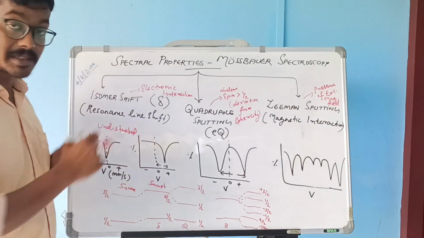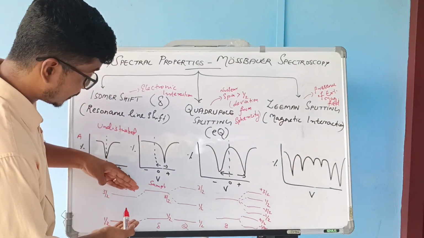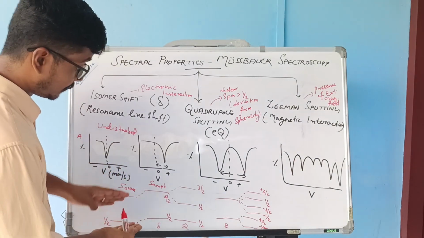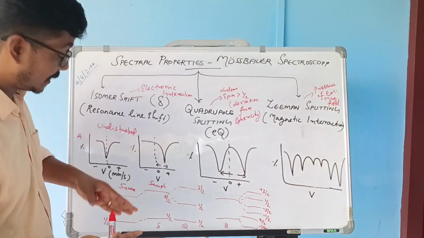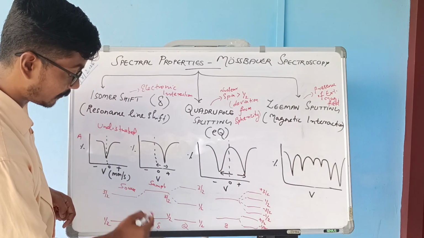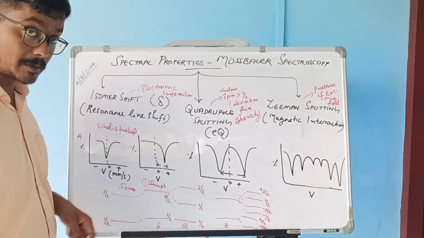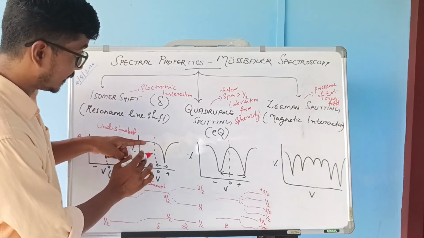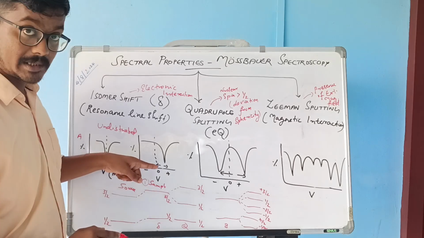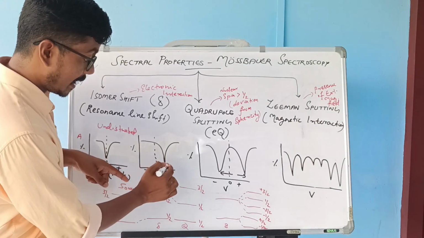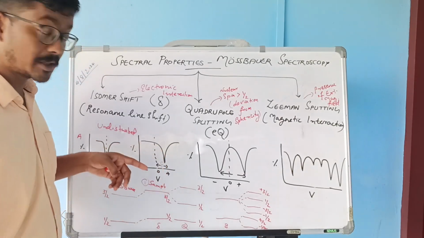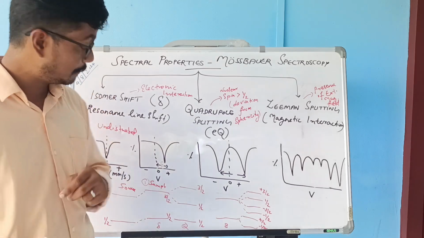If there is isomer shift, that means the energy level difference occurs between the source and the sample. What happens? The energy of the sample, the absorber, is slightly different. This is the case of isomer shift. As a result, there is a shift in the spectrum from the central point to another in the plus direction. It can also shift in the negative direction. This is called isomer shift, represented by delta.